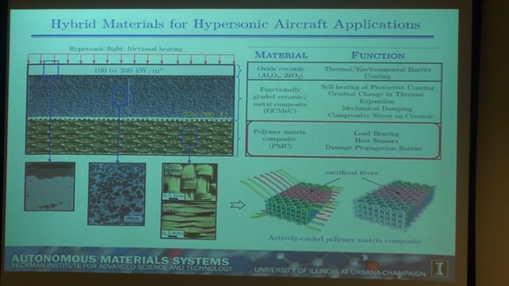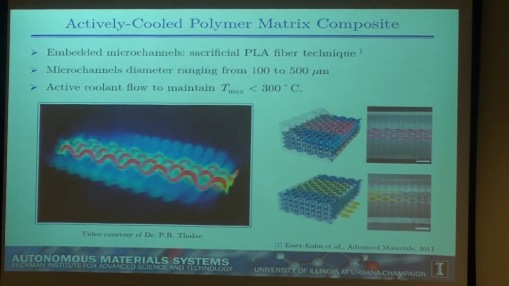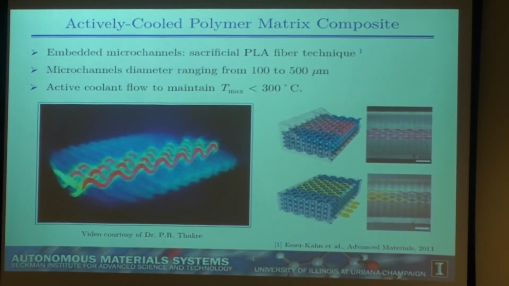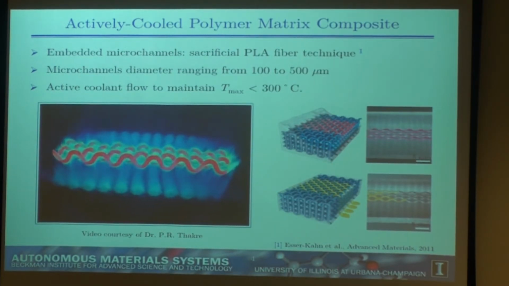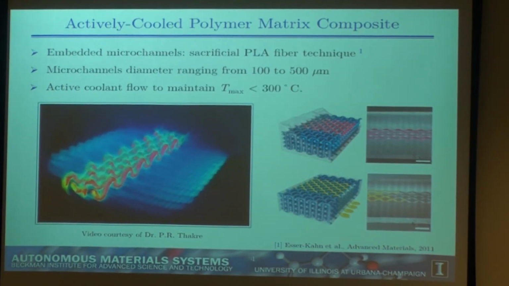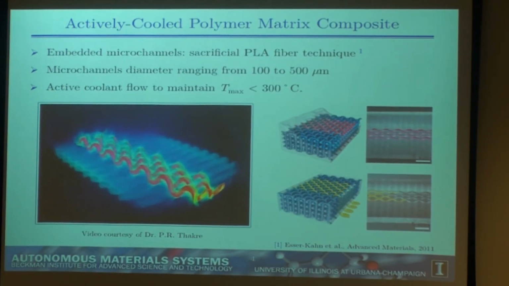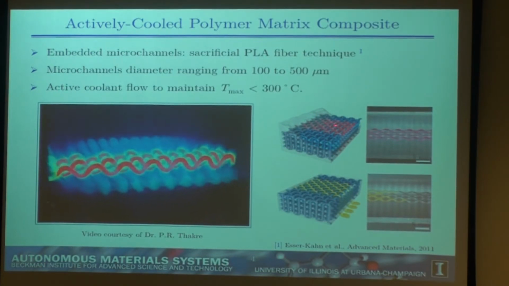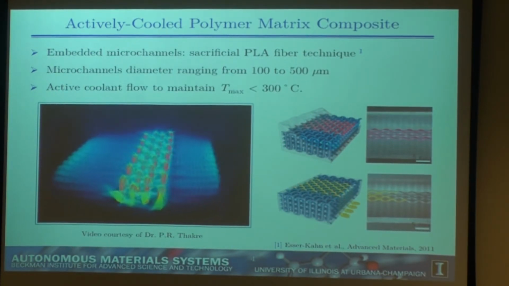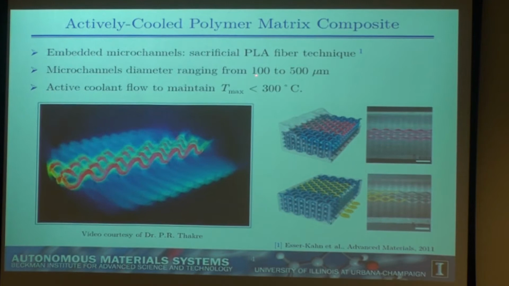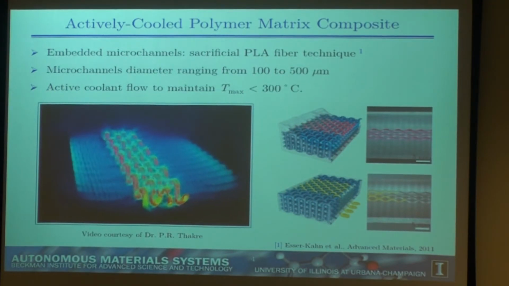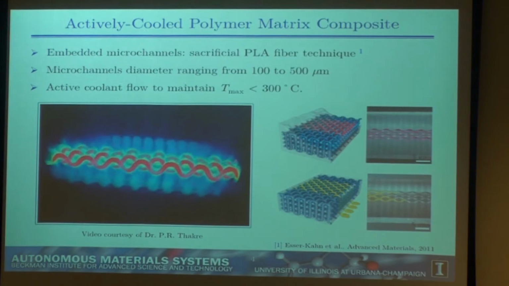The way that we try to resolve this problem is by active cooling, meaning circulating a coolant inside the material to reduce its temperature. Very briefly on the manufacturing of this type of composite, it is done through a method developed at the Autonomic Material Systems Group, the AMS Group at Beckman. It's called the sacrificial fiber technique. They weave a special type of fibers, called lactide or PLA fibers, in the composite preform, and then evacuate them to form microchannels. Here you can see that yellow fluid is passing through those microchannels. The diameter can be between 100 to 500 micrometers, and here's the micro CT of those microchannels formed through this technique.